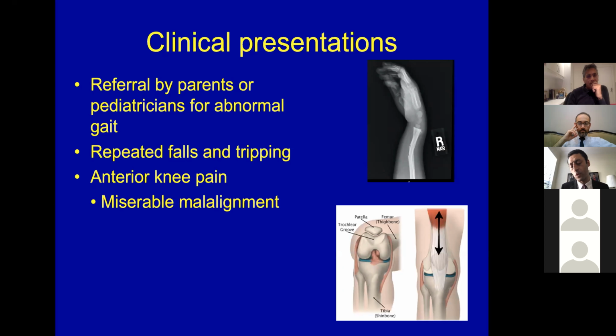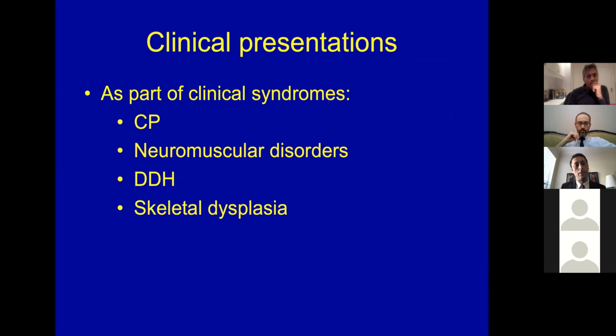In another group, kids present with more complex presentations, such as skeletal dysplasias, DDH, cerebral palsy, spina bifida. These are less common presentations where the rotational problem is part of more complex deformities of the lower extremity or of the entire child, as part of a clinical syndrome, CP, neuromuscular disorders, DDH, or skeletal dysplasias.